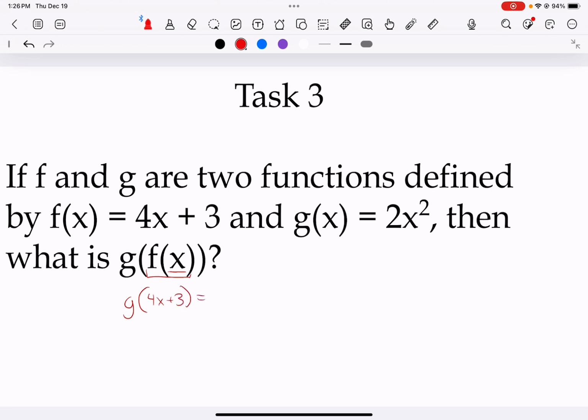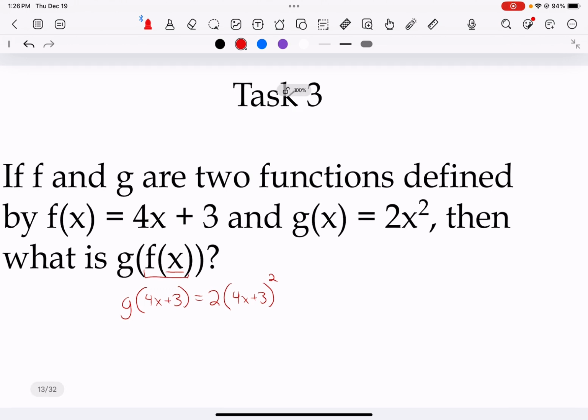g of x is 2x squared. So I'm going to replace the x with 4x plus 3. So I have 2 times (4x plus 3) squared. So g of f of x is equal to 2 times (4x plus 3) squared.